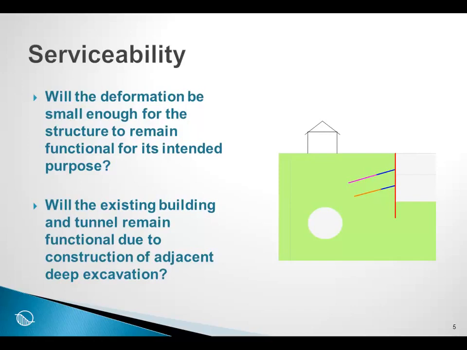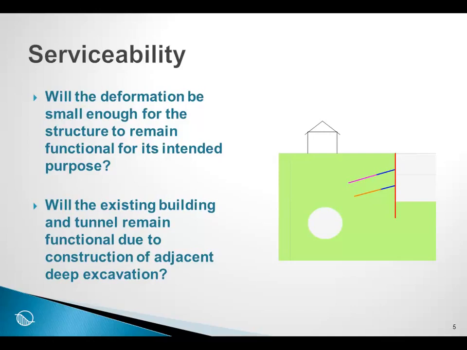Serviceability. The question that we seek to answer is, will the deformation be small enough for the structure to remain functional for its intended purpose? Or stated another way, will the existing building in this illustration here and the tunnel remain functional when we construct a deep excavation as illustrated in this diagram?